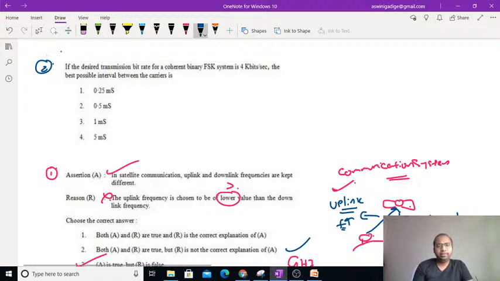If the desired transmission bitrate for the coherent binary FSK system is 4 kilobits per second, the best possible interval between the carriers is? Here the transmission bitrate is given. Generally, bit rates are mentioned with the R suffix B.